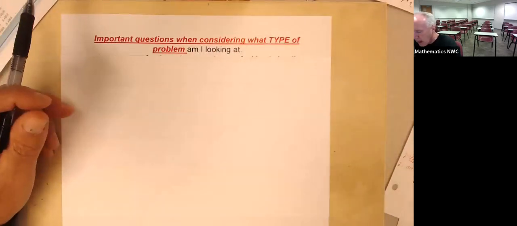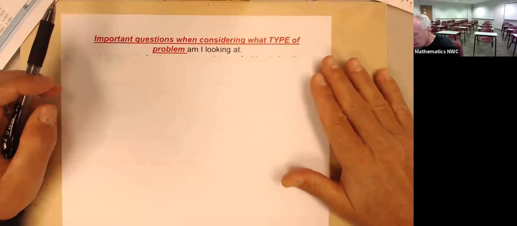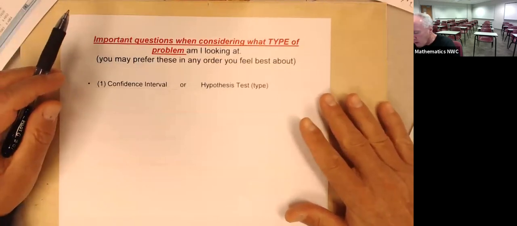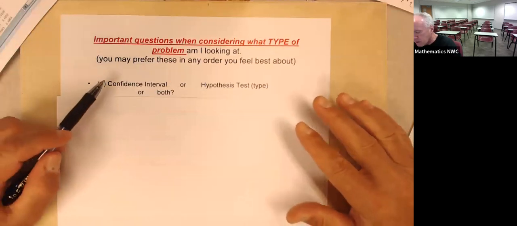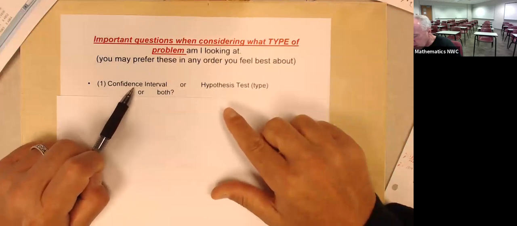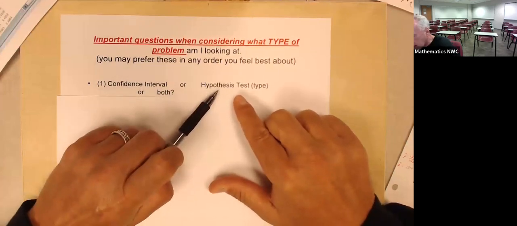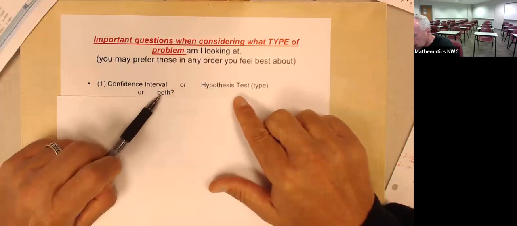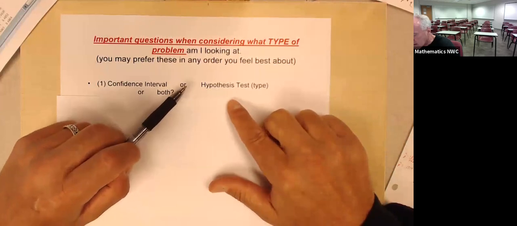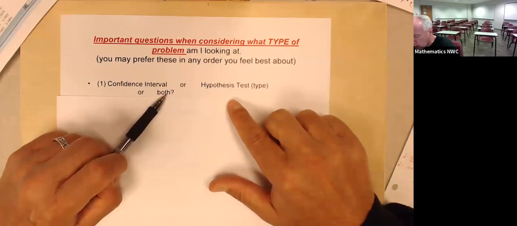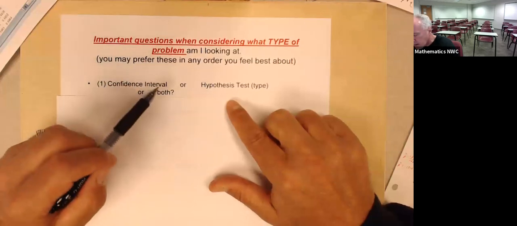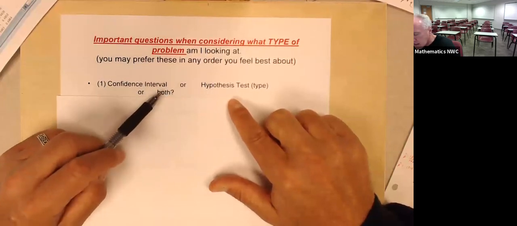But I would probably put these questions down on my cheat sheet. You can put them in any order you want. But one of the things I would first ask myself is this: is the problem asking me to find a confidence interval? Is it asking me to find a hypothesis test? Or is it asking me to find both? Or sometimes it might say, don't run the test, don't find the interval, just interpret the interval or interpret a test. But look at what the problem is asking you to do.